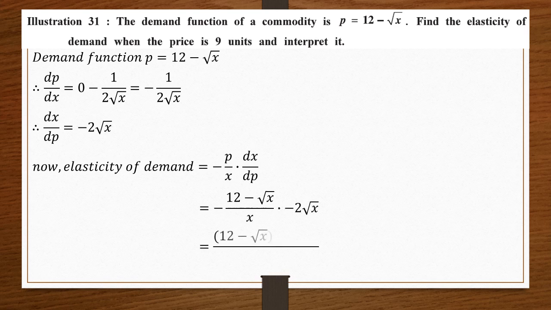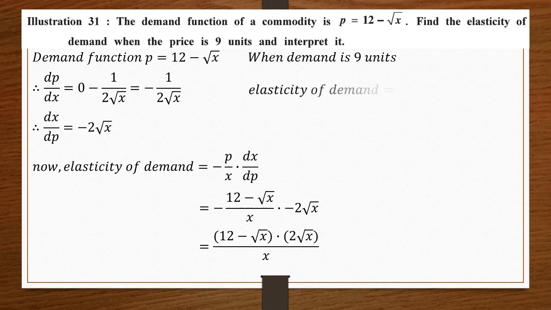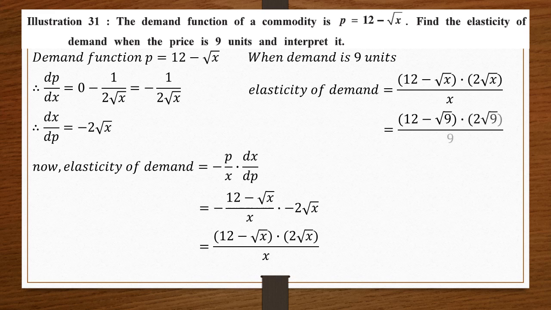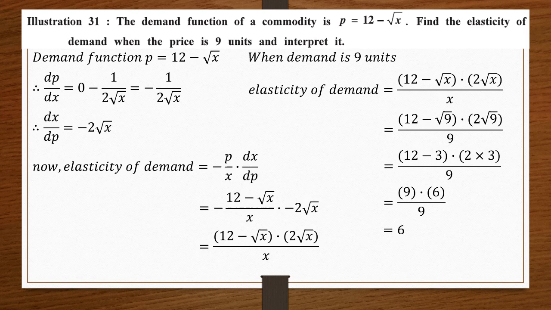Now we will take everything into the numerator and put it like this. We will keep it as it is. Now in the question, the demand is 9 units. Units basically means x, that is x is equal to 9. So wherever x is there, we have to put 9 into the equation. So 12 minus root 9 into 2 root 9, where root 9 is 3. So 12 minus 3 into 2 into 3, that is 12 minus 3 into 6 divided by 9. 9 cancels, and the answer remaining is 6.